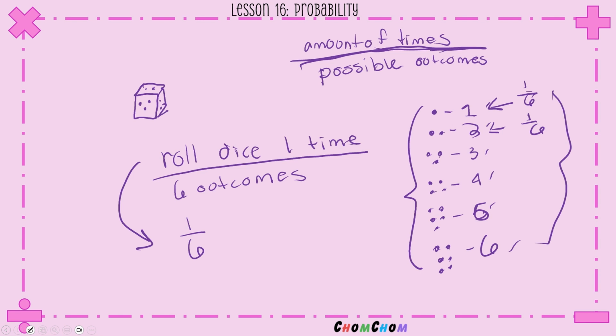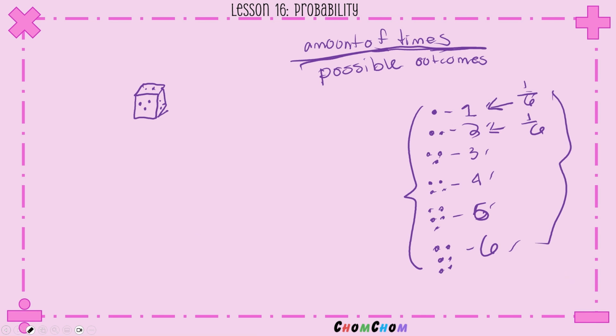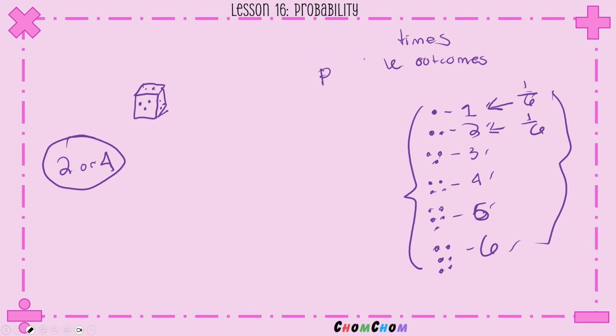All right, let's mix it up a little bit. Say we want to figure out the probability of the outcome where we either get 2 or 4. So what we want is 2 of the numbers. This is where we cannot use our amount of times over possible outcomes, so we're going to revamp our definition so we can use it more universally.